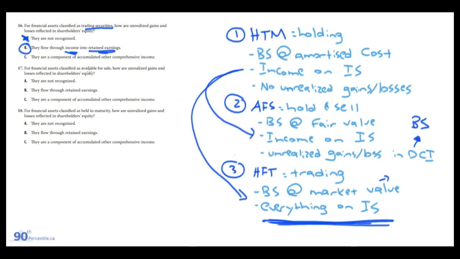Then we have available for sale securities. How are unrealized gains and losses reflected in shareholders' equity? Well, we talked about it right here. They are a component of other comprehensive income. And then finally, assets that are held to maturity. How are unrealized gains and losses reflected in shareholders' equity? They're not recognized at all.